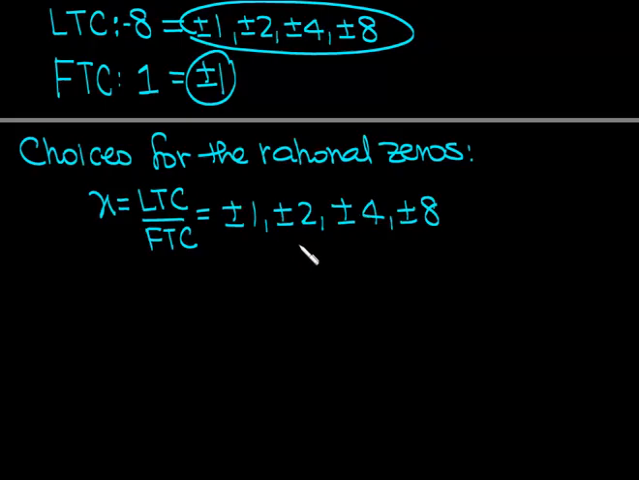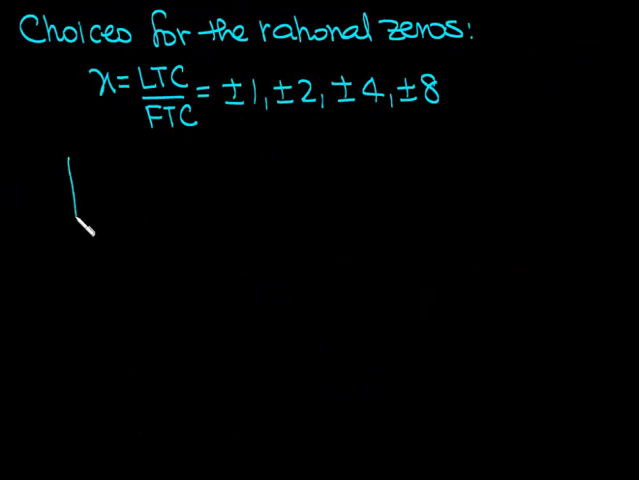Now remember what I said. Instead of trying to check all of these choices, I'll start with the negative ones first, because we learned earlier that the majority of our choices are going to be negative. So we're going to start with the negative ones first. Just keep that in mind. All right, so let's get started with the negative ones first.